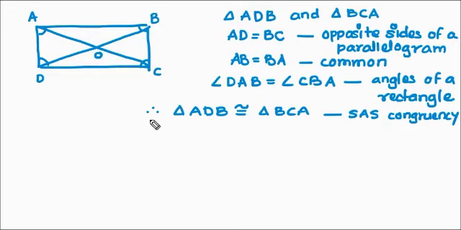Now once we know that these two triangles are congruent, we can see that AC here is same as BD here. Corresponding parts of congruent triangles. And that tells us a new property of rectangle, that in a rectangle the diagonals are of equal measure.